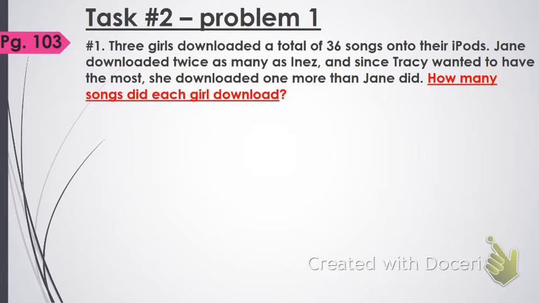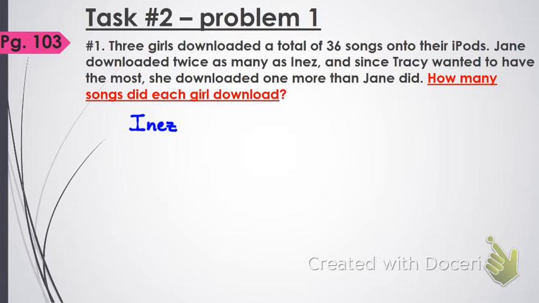So I usually like to pick the one that's the smallest, and I build my equations around that. That's not the only way to do it. There's other ways to get to the right answer, but that's usually where I start. So when you look at this first problem, who has the smallest number of songs? Yep. So we have Inez, or Inez. I don't know how to pronounce it, and I apologize to her.